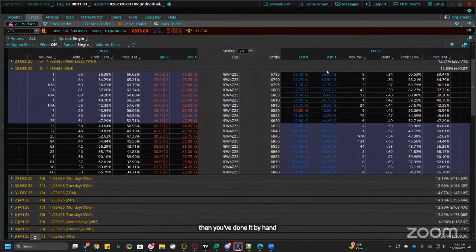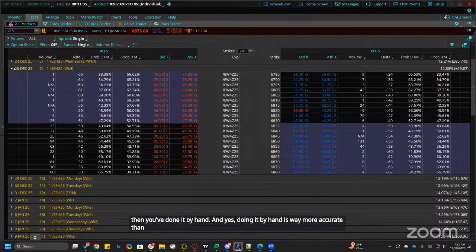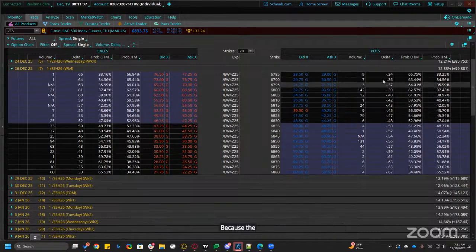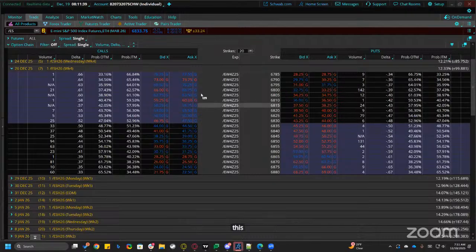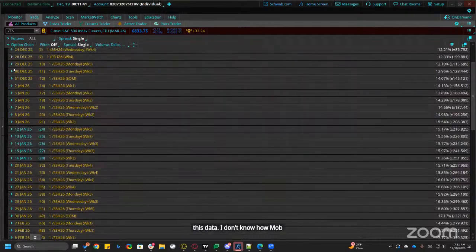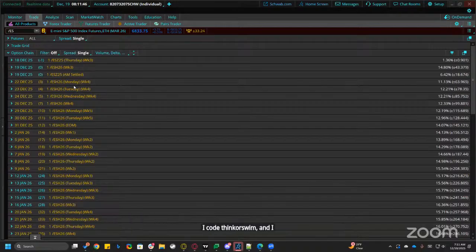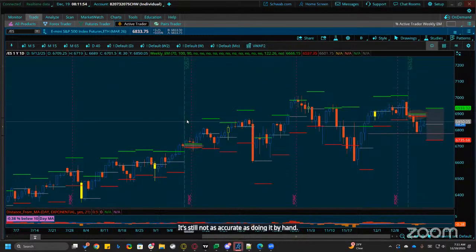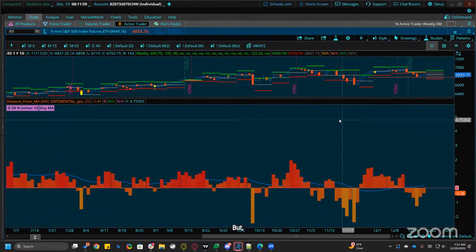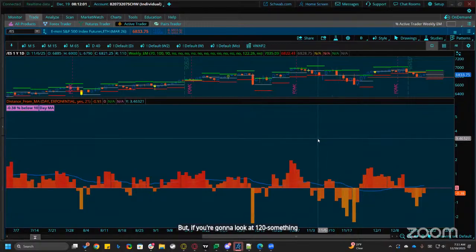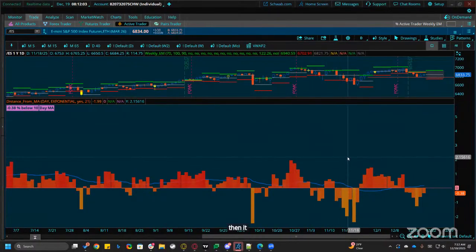And yes, doing it by hand is way more accurate than using that indicator, because the indicator actually can't see this data. I don't know how Mobius coded that thing to work either, because I code Thinkorswim, and I've looked at the code, and it doesn't make any sense. I don't know how he did it, but he did it. It's still not as accurate as doing it by hand. But if you're going to look at 120-something equities, then it's certainly better than doing it by hand.